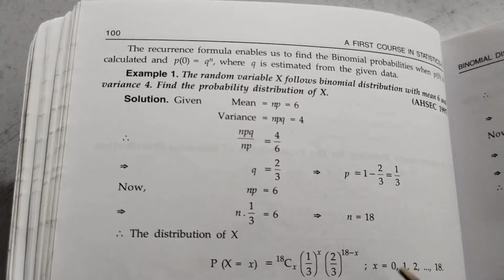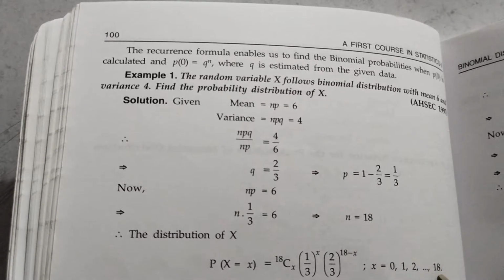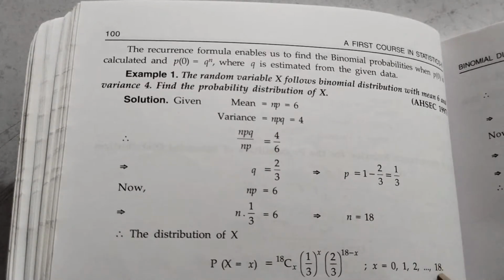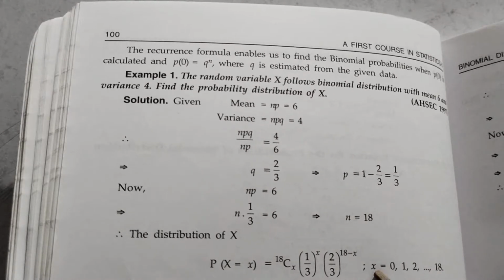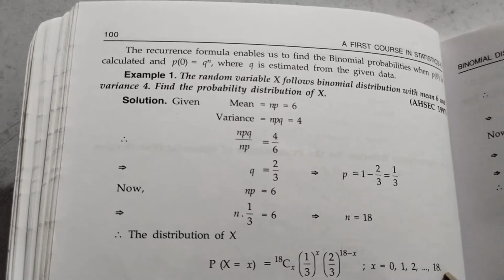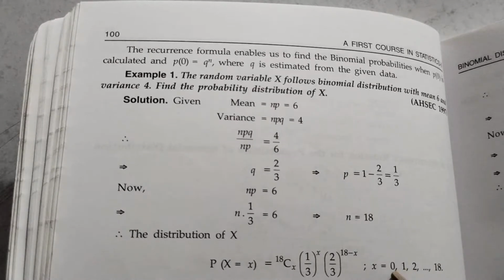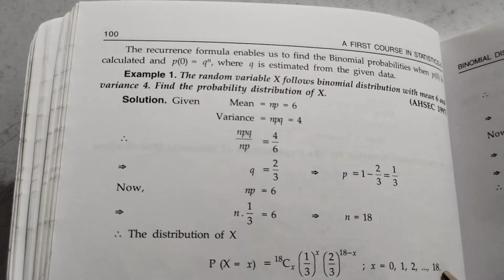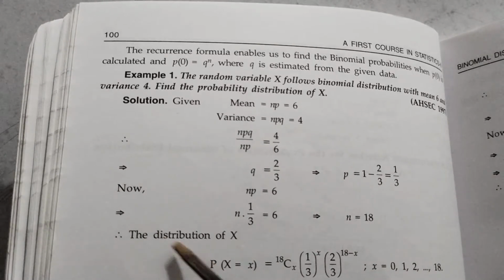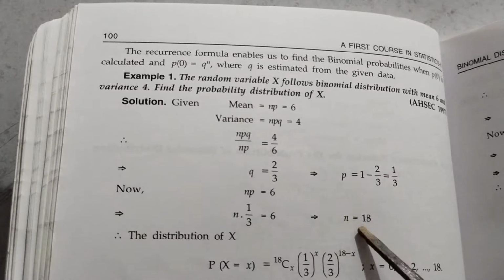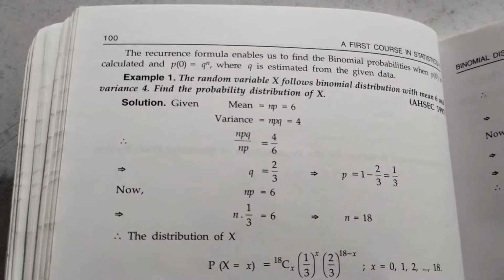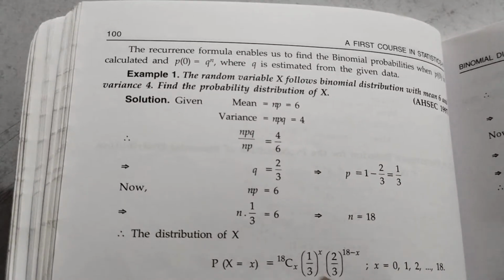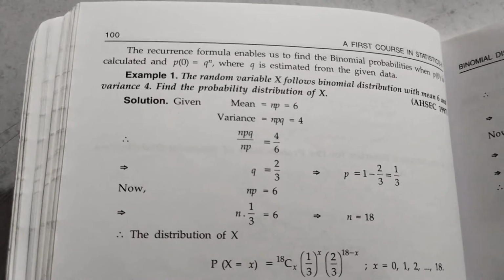Always remember, the maximum value of x will be 18, because n means the trials are repeated 18 times. x is our number of successes, so it takes values from 0 to 18. So the maximum value of x is always n. This is the probability distribution of x, because with this we can write it in tabular form also. For different values of x we evaluate P(x) and then write it in a table.